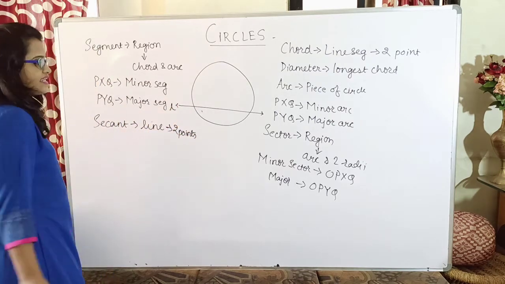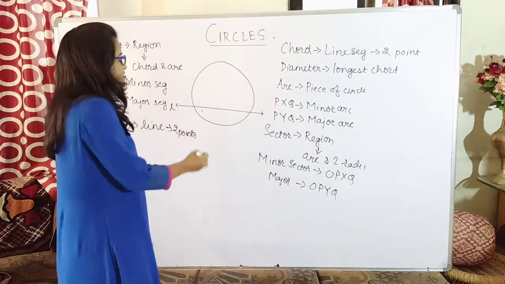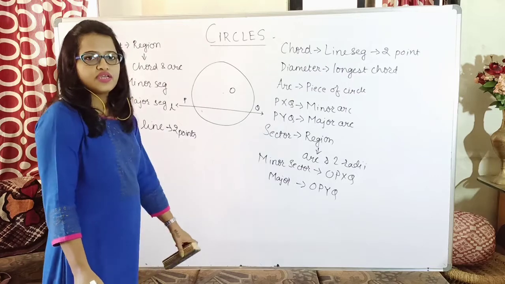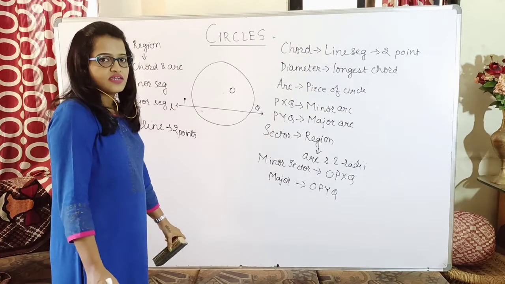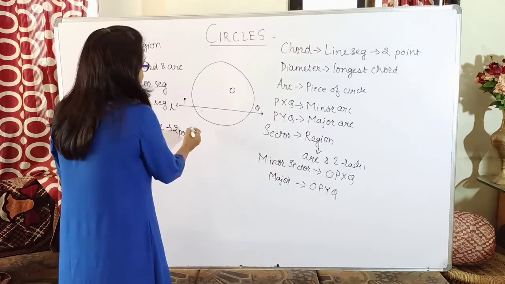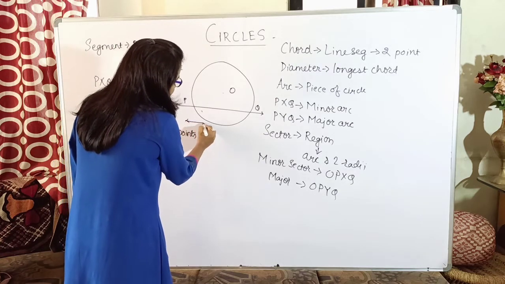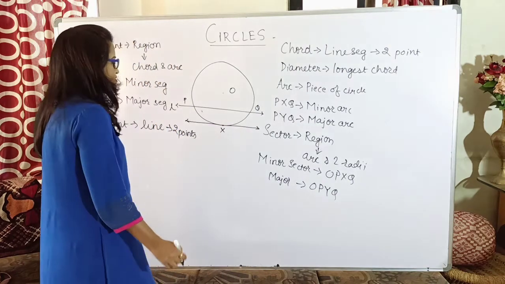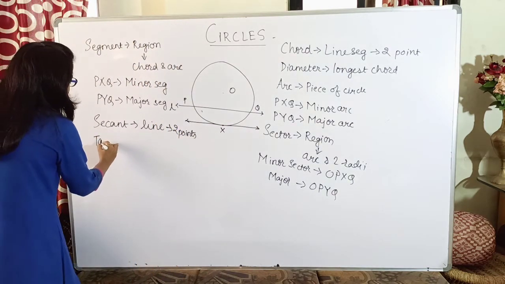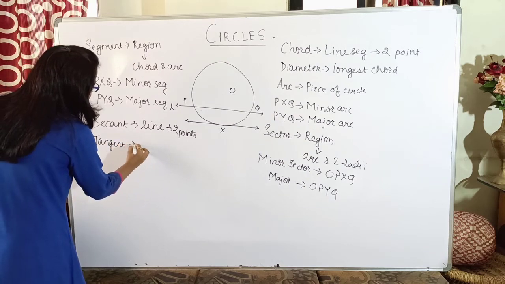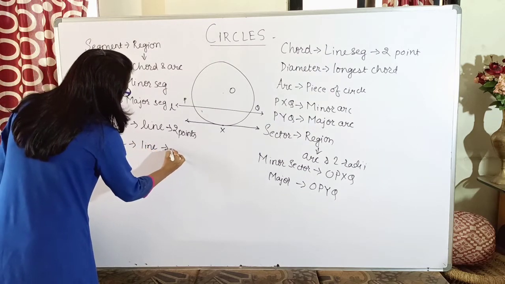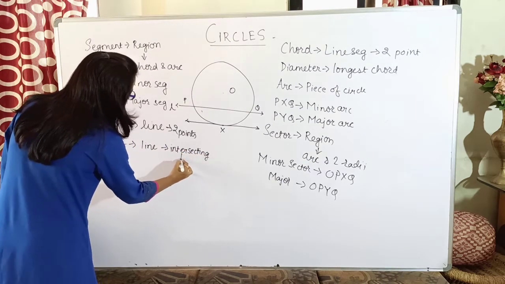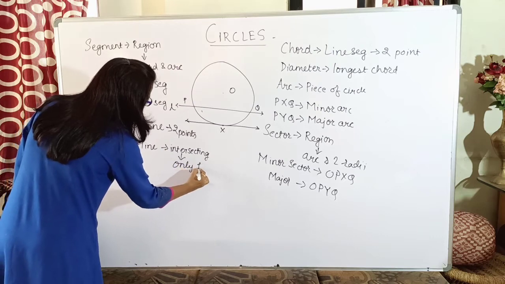So if I name this as line L, so line L is intersecting the circle at 2 points. Let us name it as again PQ. This is your center O. Okay, so this is the second. And what will be a tangent? A tangent is a line which is intersecting the circle at one and only one point. Okay, so tangent, again it is a line, not line segment. It is a line which is intersecting the circle at only one point.